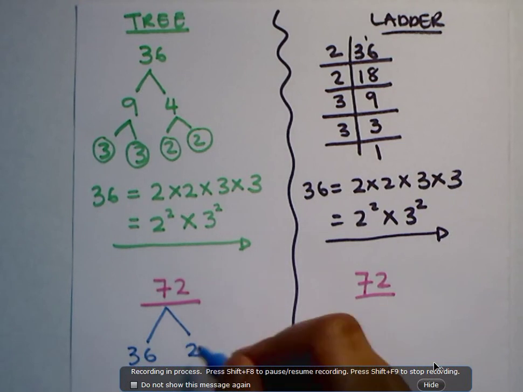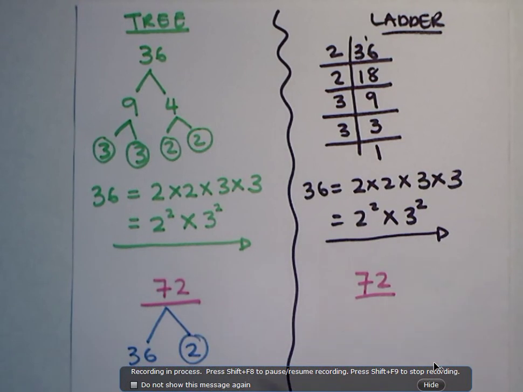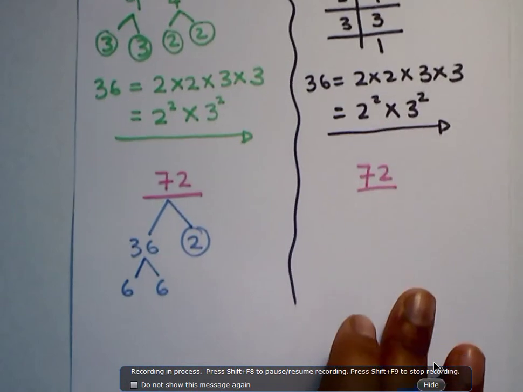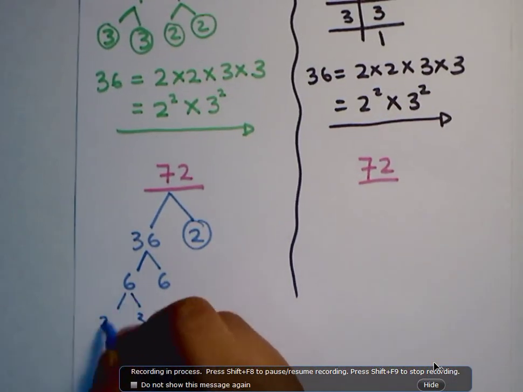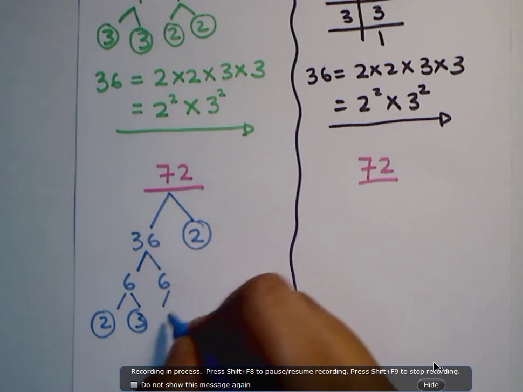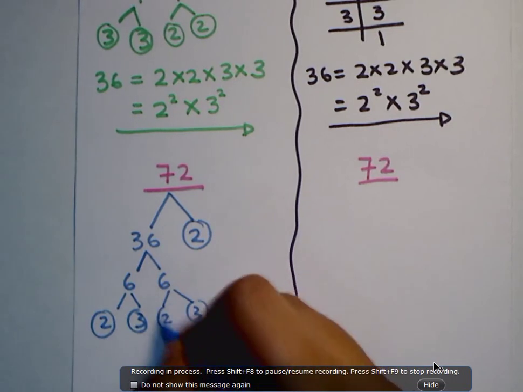Now 2 is already a prime number. So then I'm going to be like, okay, let me break this up. What times what gives me 36? So I know 6 times 6 gives me 36. But those two are not prime numbers, so therefore I need to break them up further. So when I break them up further, I'm going to say 2 times 3. Those are prime numbers. And this one here, 2 times 3. Those are also prime numbers.